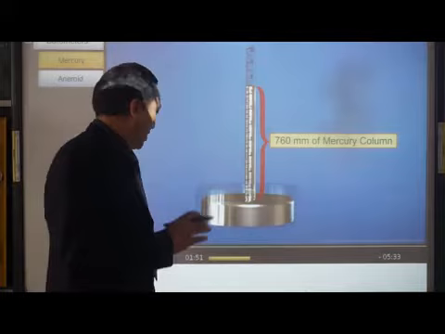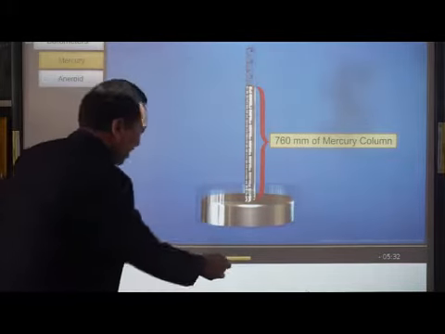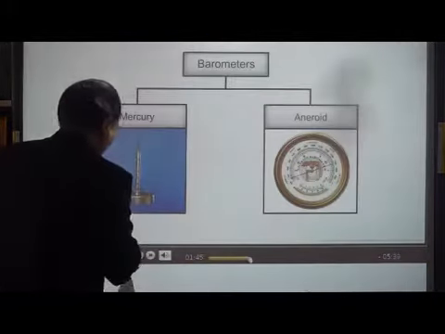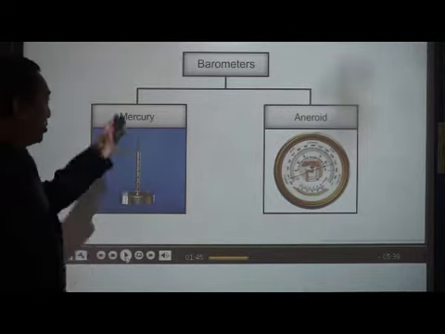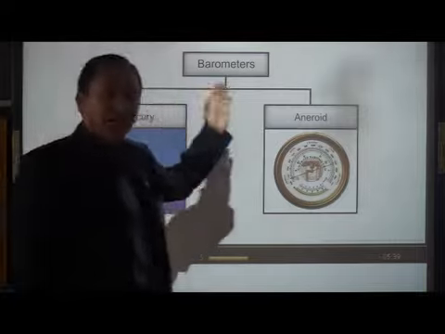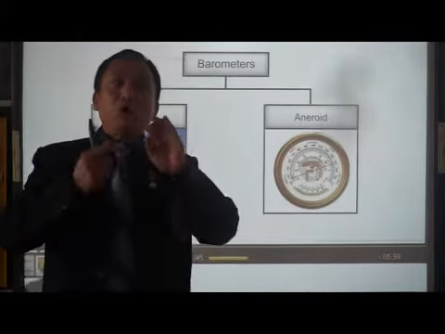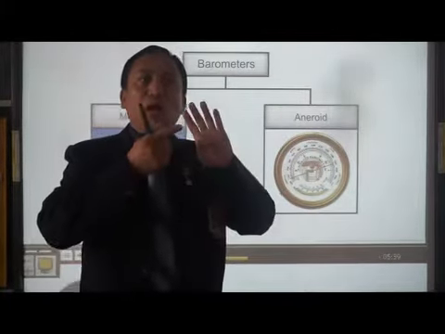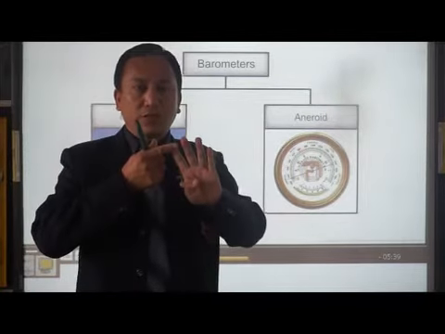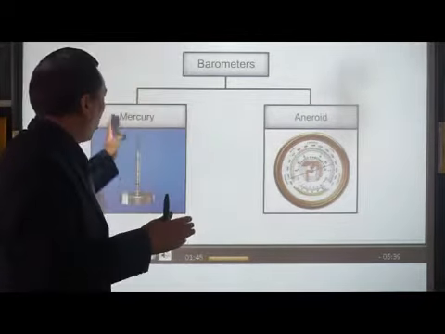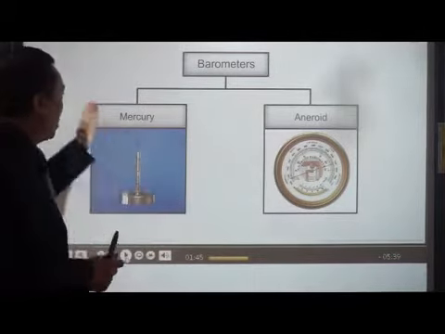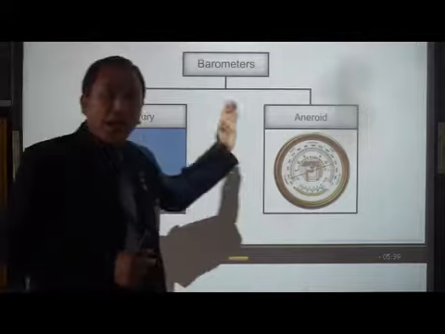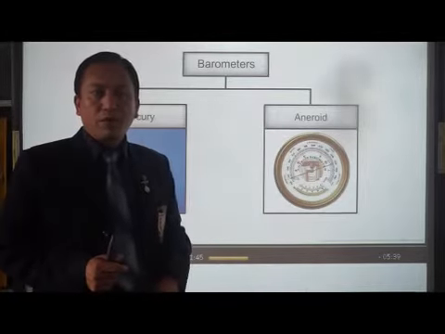Okay, so dear students, please keep that in mind. Once again, the instruments that measure atmospheric pressure: we have the Mercury Barometer, the Aneroid Barometer, then the Altimeter, and the Fortin's Barometer. Among these four, we are going to focus on these two, because this is what is in your syllabus: the Mercury Barometer and the Aneroid Barometer.